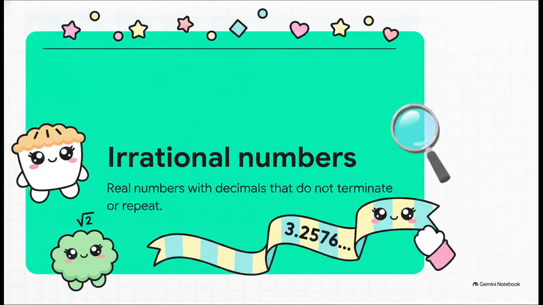So let's really cement this definition before we bring all the pieces together into the big picture. Irrational numbers are real numbers that cannot be written as a simple fraction. They are decimals that just do not terminate or repeat. So alongside pi, this category includes things like the square root of 2 or a completely random, messy decimal like 3.2576. They sit entirely apart from our nice, predictable rational numbers.